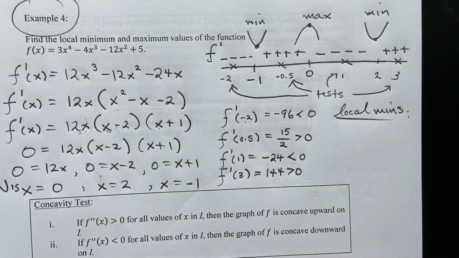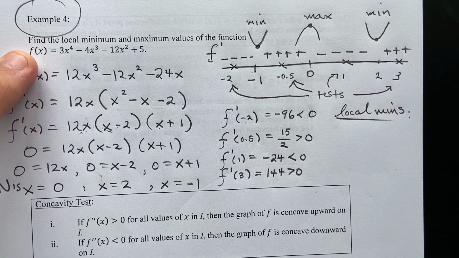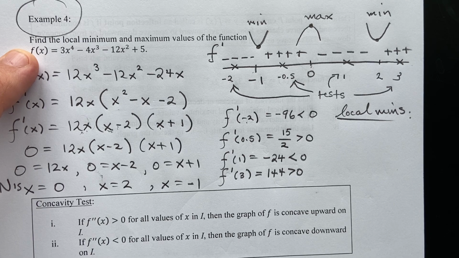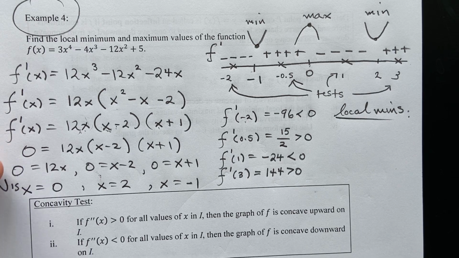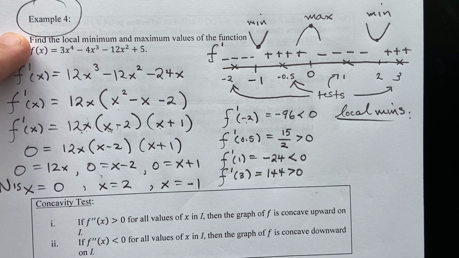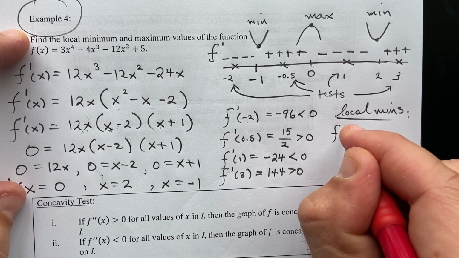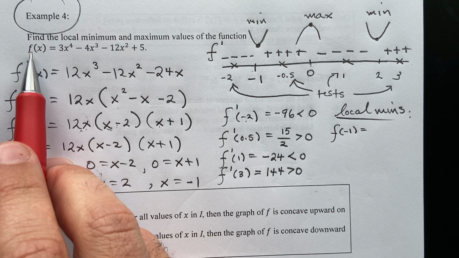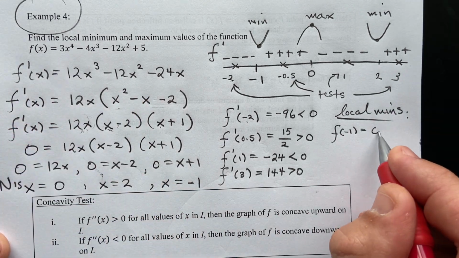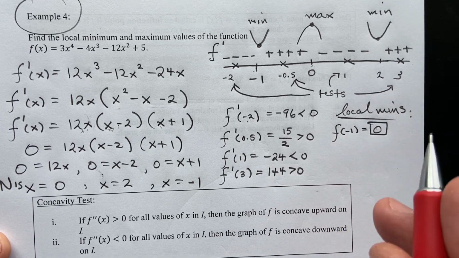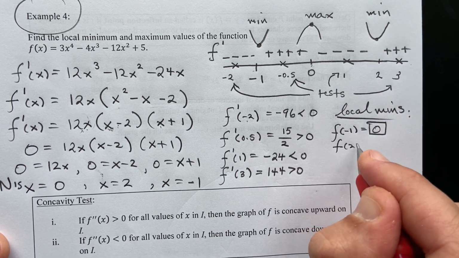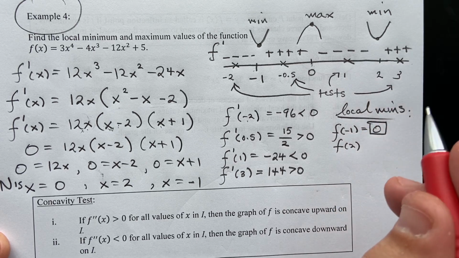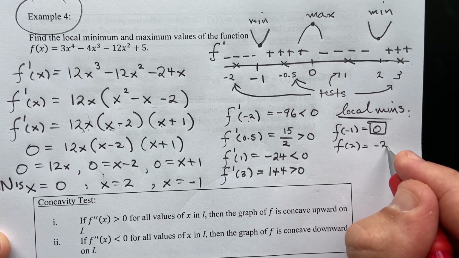So the local mins, now to find the actual minimum value, we're now going back to the function, right? To actually see what the output is there, to actually see what the minimum or maximum is, we don't go to the derivative anymore. We go here to the function. So f of -1, right? That's f, not f prime. If you plug in a -1 here, I believe you get 0. That would be our first minimum. F of 2, that corresponds to our other minimum. F of 2 would be -27.